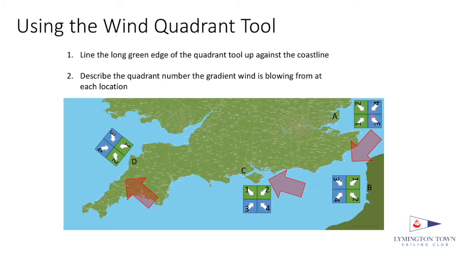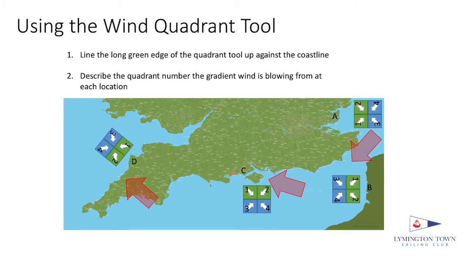At location A on the east coast, we have lined up the quadrant tool and idealized the coast as facing due east, so we've run the quadrant tool north-south. Remember, we take the long green line and face that up against the direction of the coast. Same at B on the French coast. It's a bit more obvious here. The French coast runs north-south, so the quadrant tool lines up nicely. This time it's facing the other way around because the coast is in the opposite direction.